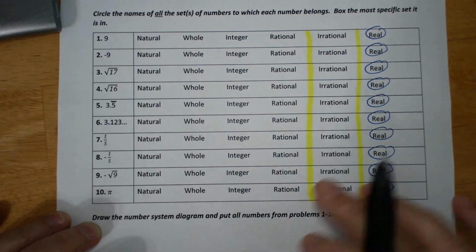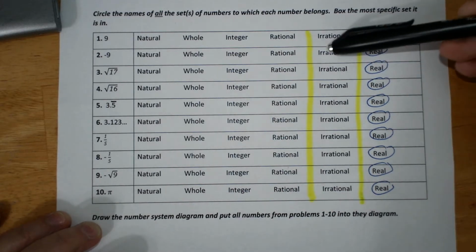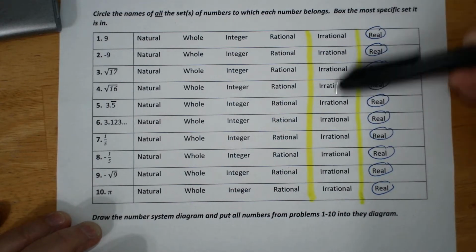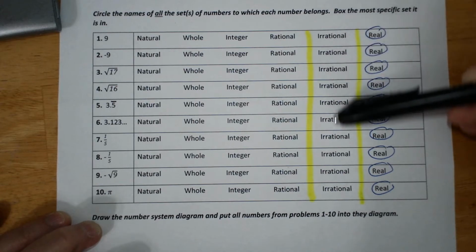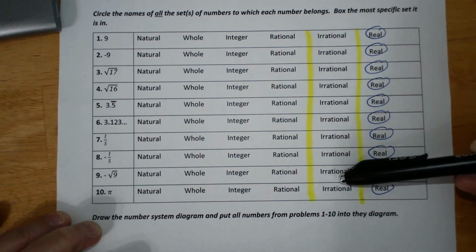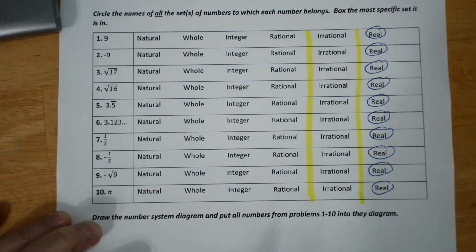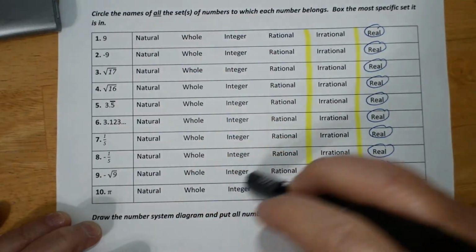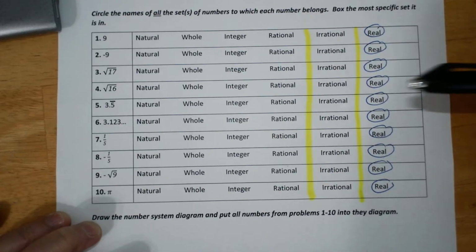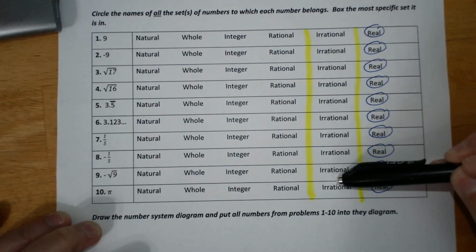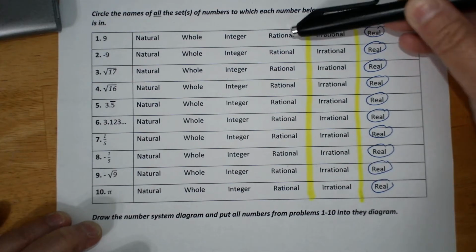Now here's the other hint. See this right here? Irrational. If you circle irrational, you leave all of this alone. Also, if you circle anything in here, this has to be left alone. Okay, so there's a bridge.